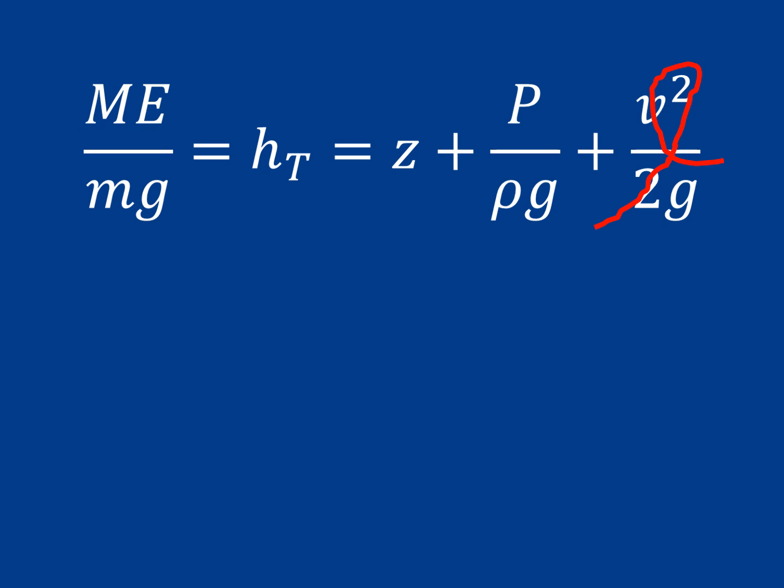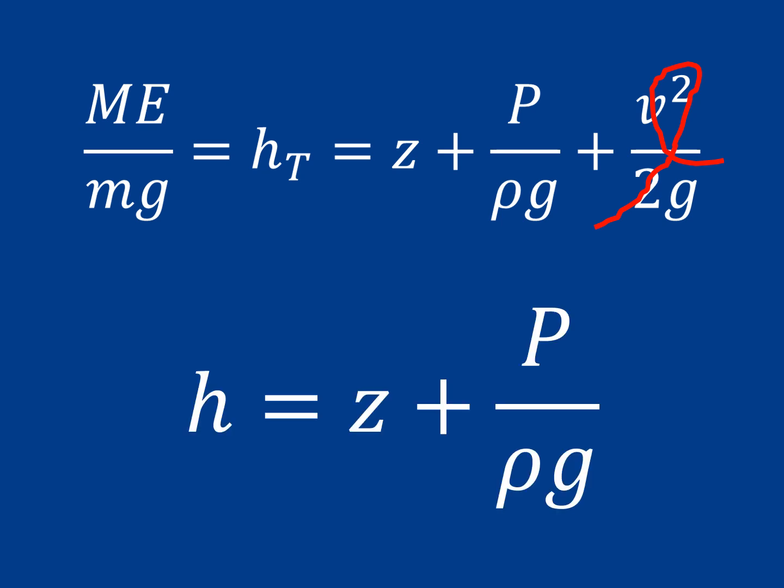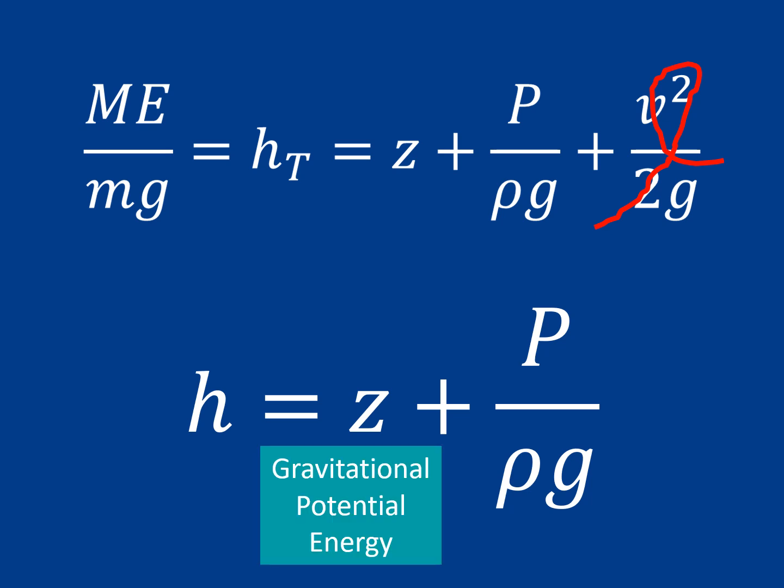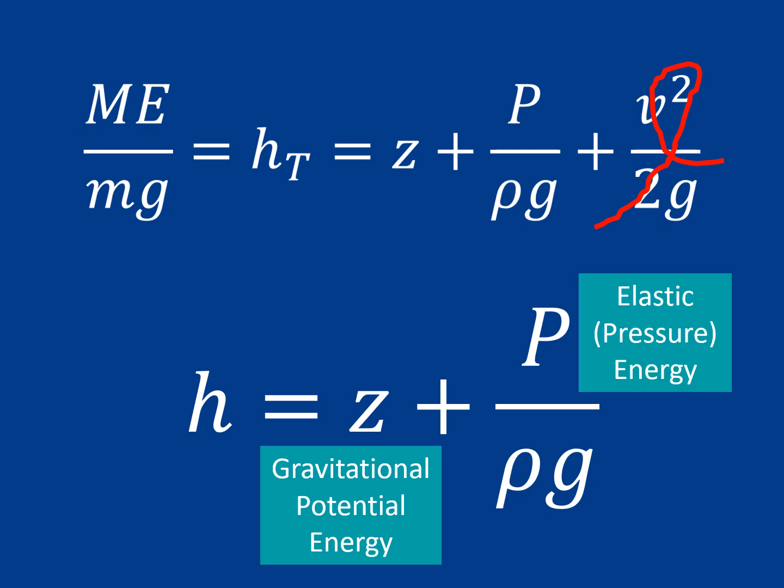That leaves us with our expression for hydraulic head. H equals z plus P over rho g. The z is the elevation of the water above datum and represents the contribution of the gravitational potential energy. And the P over rho g is the pressure of the column of water in the piezometer and represents the contribution of elastic energy.